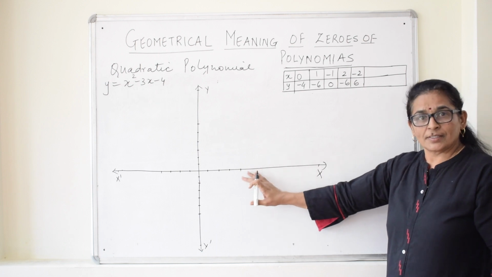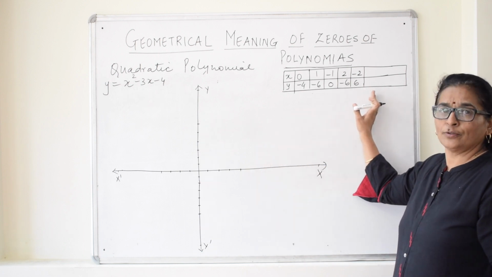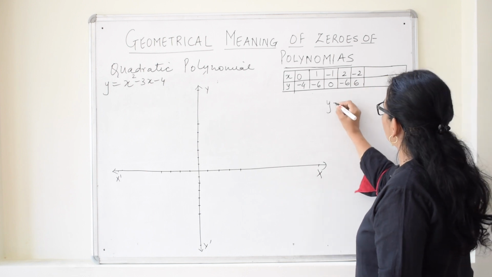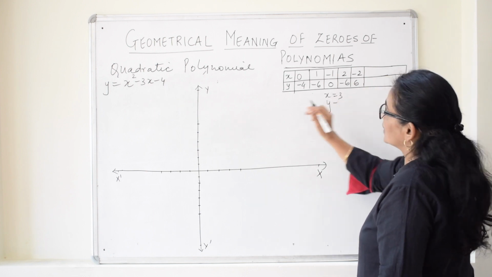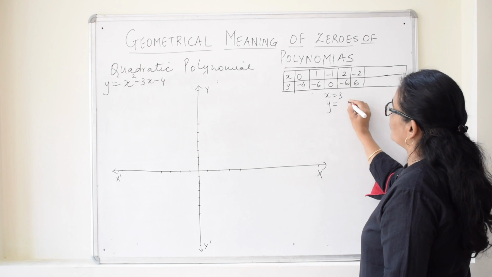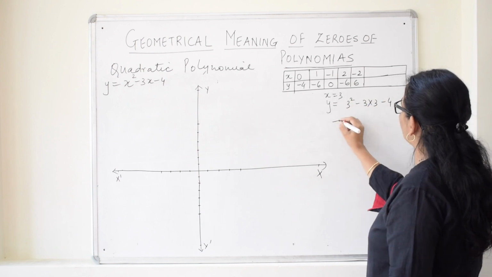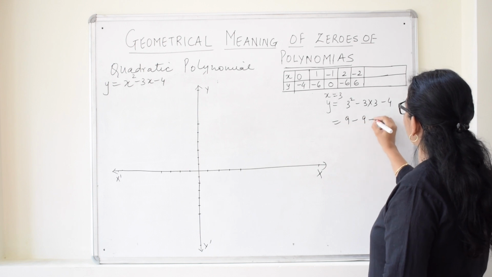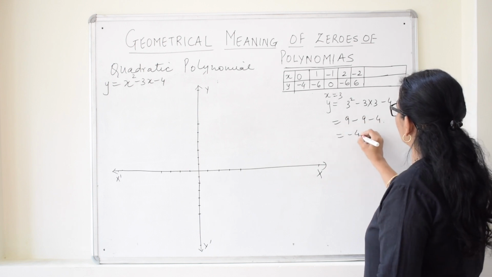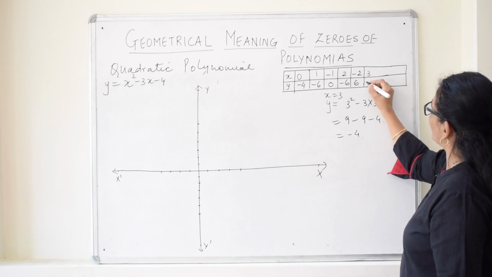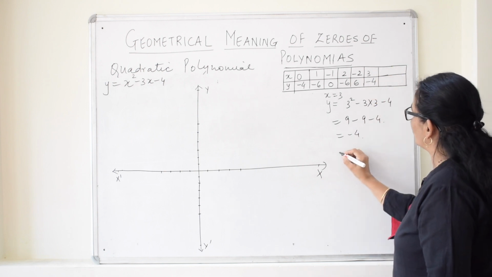This is the Cartesian system. Now we will take a few more values to show the graph. Let's take x is equal to 3. So by taking x is equal to 3, y will be 3 square minus 3 into 3 minus 4, that is 9 minus 9 minus 4, so that is minus 4. So for taking x is equal to 3, what have we got? y is minus 4.